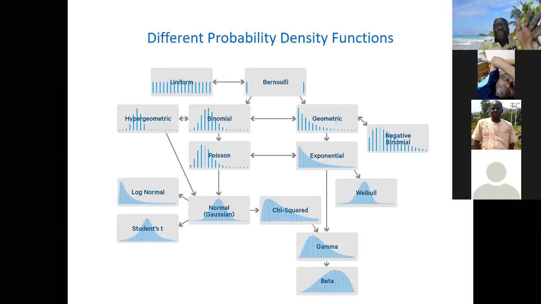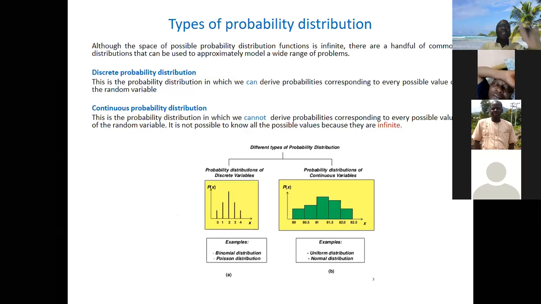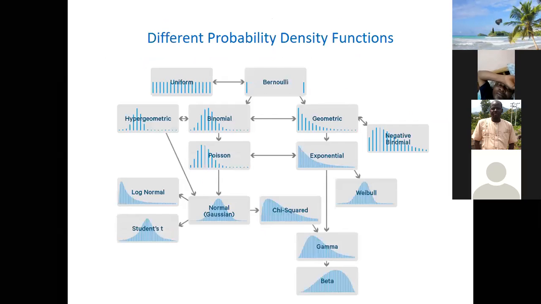Now, I just wanted to show the shape. I want you to see the shape of the different probability distributions. This is not exhaustive, because if you look at the first statement here, although the space of possible probability distribution functions is infinite, unlimited, there is a handful of distributions that can be used to approximately model a wide range of problems. So we just have some.